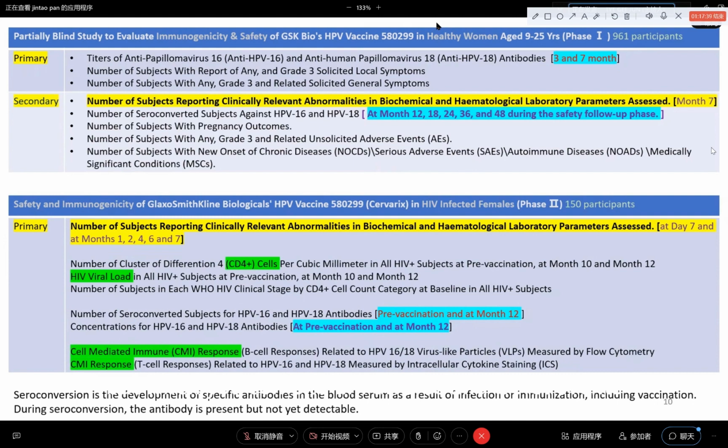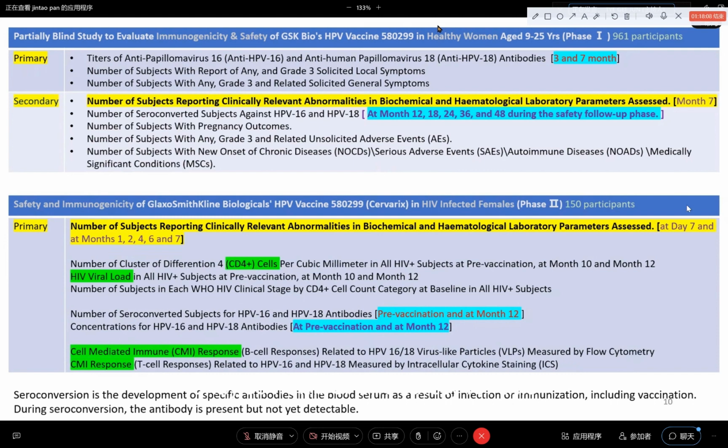But when you come to serious adverse events, autoimmune diseases, look at the secondary results there. Autoimmune diseases, new onset of chronic diseases. These are things that people would actually avoid. So no matter how good your treatment is, they will still avoid. But if the treatment is available for a certain side effect, they might actually go on with it.